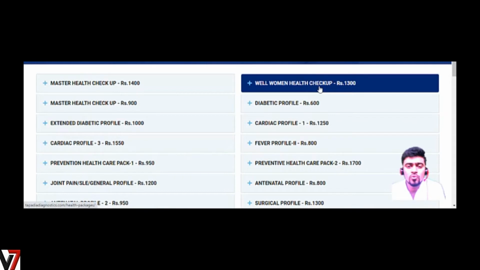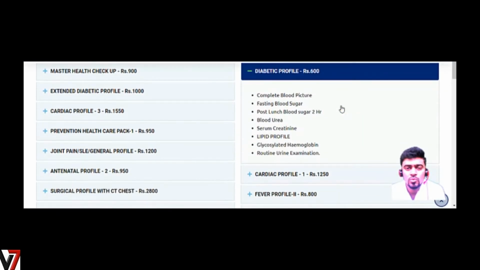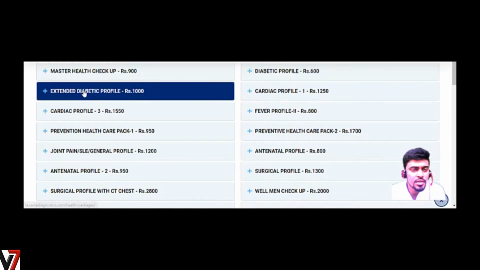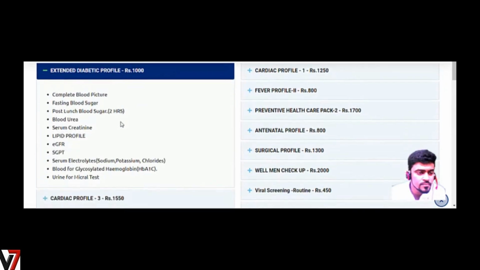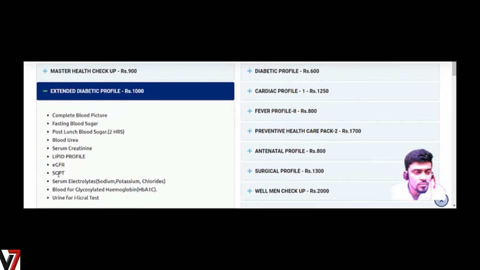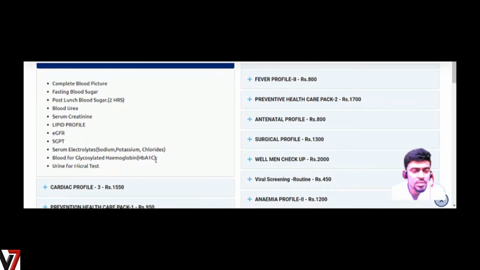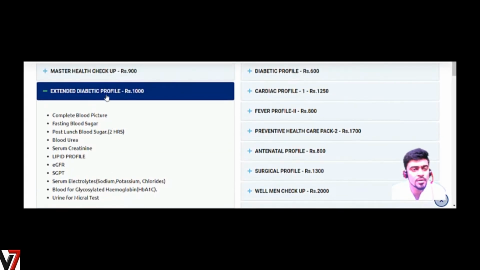And here they have given a diabetic profile, and diabetic persons will have a separate diabetic profile, just for 600 rupees. They will give fasting blood sugar, postprandial blood sugar with HbA1c, and routine urine examination. And here an extended diabetic profile is also given, where the lipid profile is included along with the diabetic profile, and the remaining is the same: urine for Micral test, HbA1c, serum electrolytes. Some extra blood tests they have added in this.